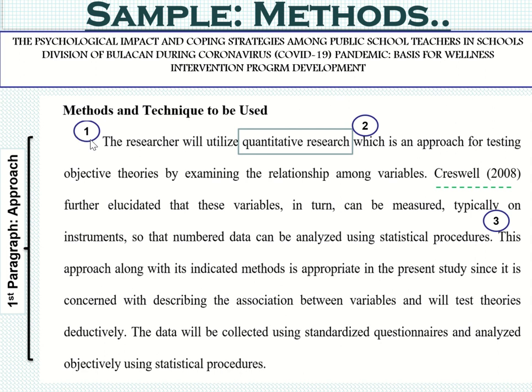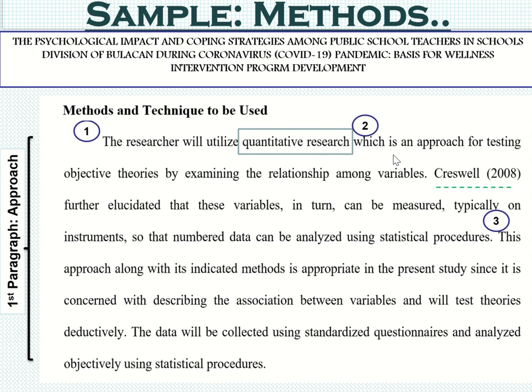So yung number 1 indicated the specific research approach that will be used in the study. And in this example, the researcher will utilize quantitative research. So meaning, the approach na ginamit dito or gagamitin is quantitative research. And as you can see, yung number 2 naman is the brief discussion of what quantitative approach is, including its methods and techniques. So let's read.